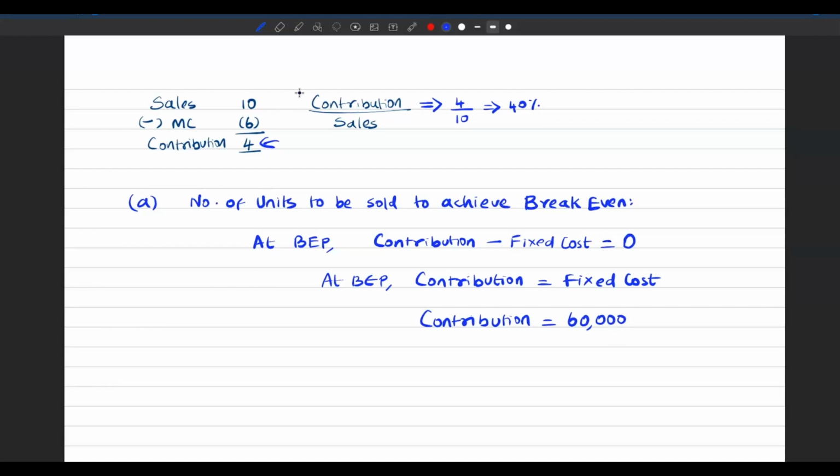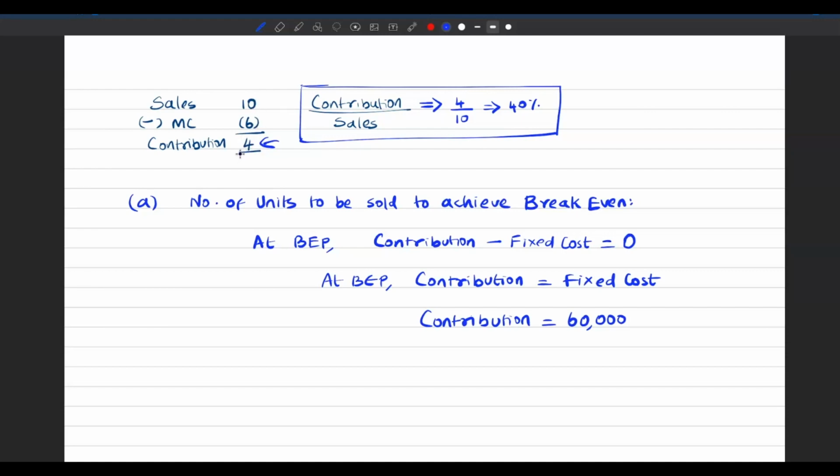And if you look at the relationship between the contribution and sales, it is 40%. It means this 60,000 represents 40%. So what is 100%? If you do that calculation, you will find out what is break-even sales. And when you find the break-even sales, if you divide it by selling price per unit, you will get to know what is the break-even sales unit. But let me give you a small shortcut. Instead of doing that step, you can simply take this contribution, you can divide it by contribution per unit, which is 4, because contribution and sales will move in same direction.